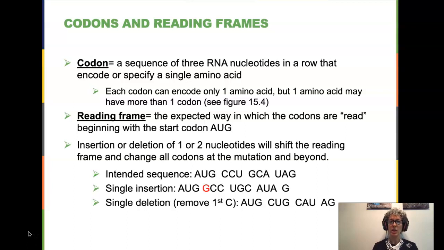And that is done by the ribosomes reading the codons that are in the messenger RNA. So that codon is that sequence of 3 RNA nucleotides that specify that one amino acid. The reading frame is how we cluster those 3 in a row together. We talked about how an insertion of 1 or 2 will throw off that reading frame.